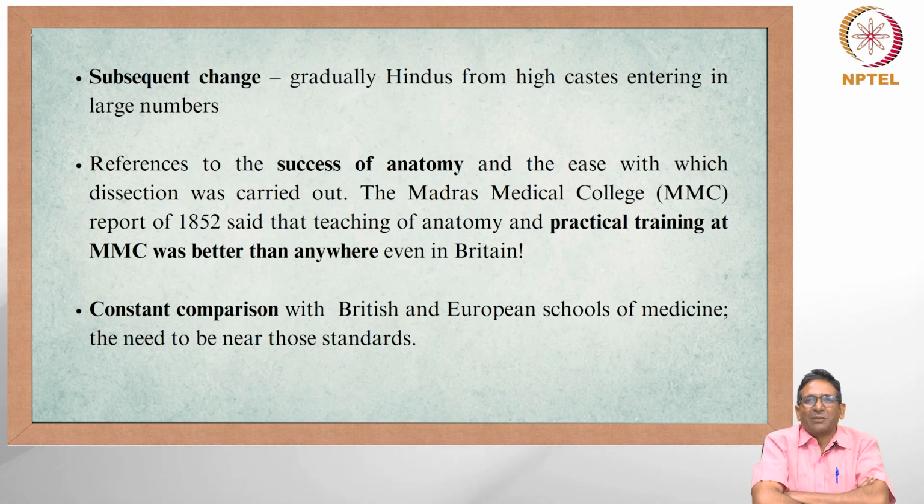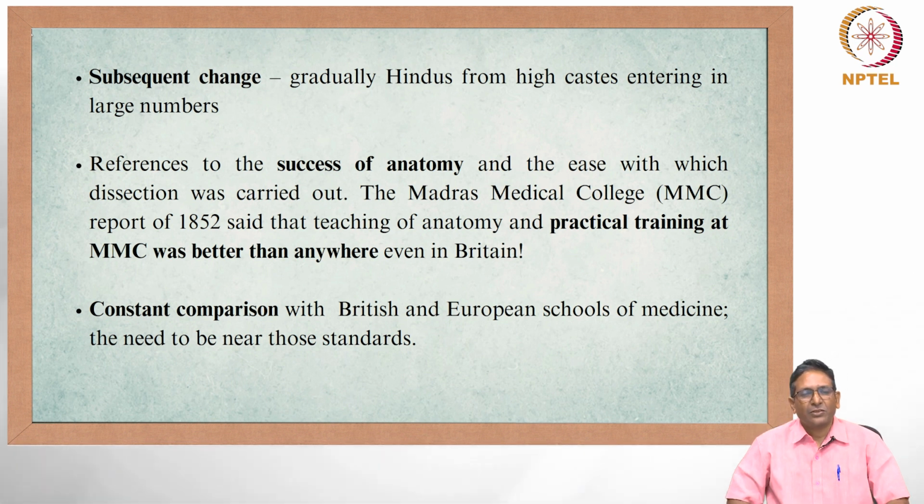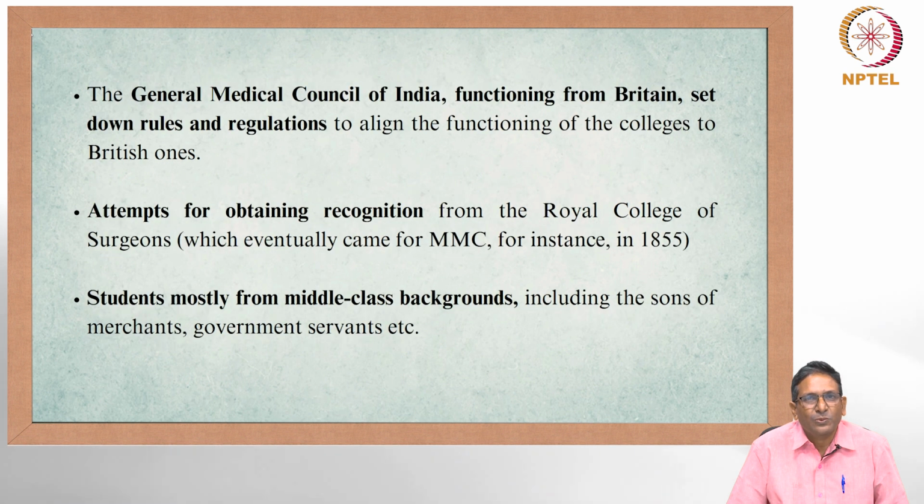And of course, there is always this comparison with British and other European schools of medicine, and the aspiration to be somewhere near those standards. So there was the General Medical Council, which was functioning from Britain, but set down the rules, regulations and standards to align the functioning of these new colleges to pre-existing and well-established British ones. There were also attempts to obtain recognition from the Royal College of Surgeons, which, for instance, in the case of the Madras Medical College, came in the year 1855.